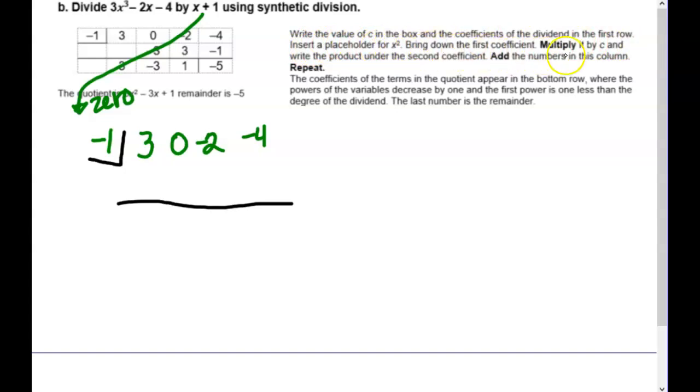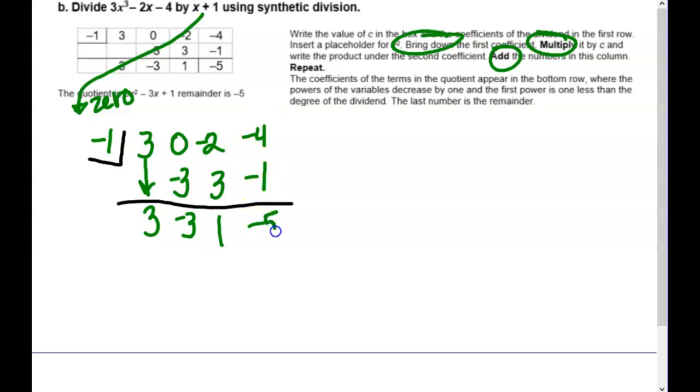Okay? Then it says you bring down the first one. And then from there on, it's multiply, add, multiply, add. So negative 1 times 3 is negative 3. You add and get negative 3. Negative 1 times negative 3 is positive 3. Negative 2 plus 3 is 1. Negative 1 times 1 is negative 1. You add and get negative 5. Use your calculator if you're not good with signed numbers, okay? Now, the last term is your remainder. So we have a remainder of negative 5.